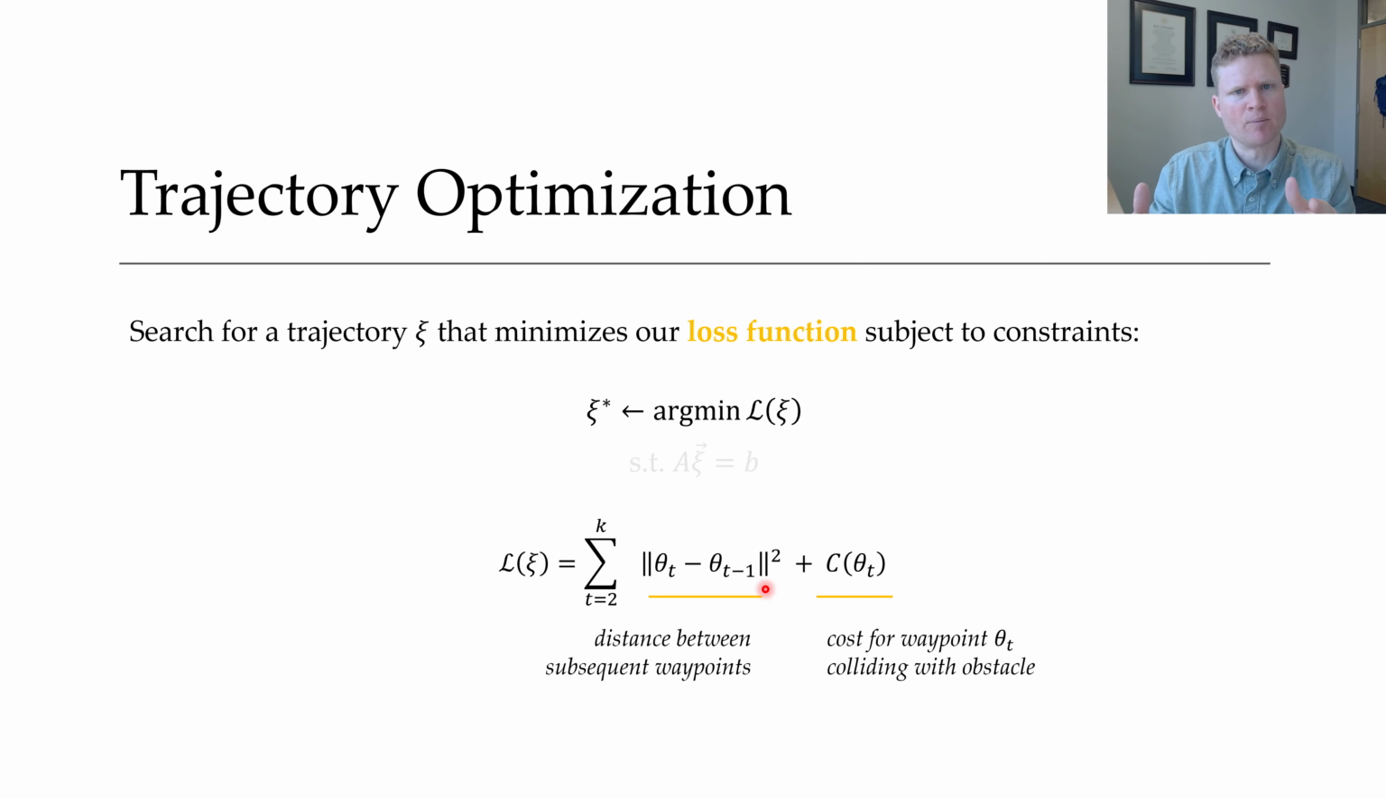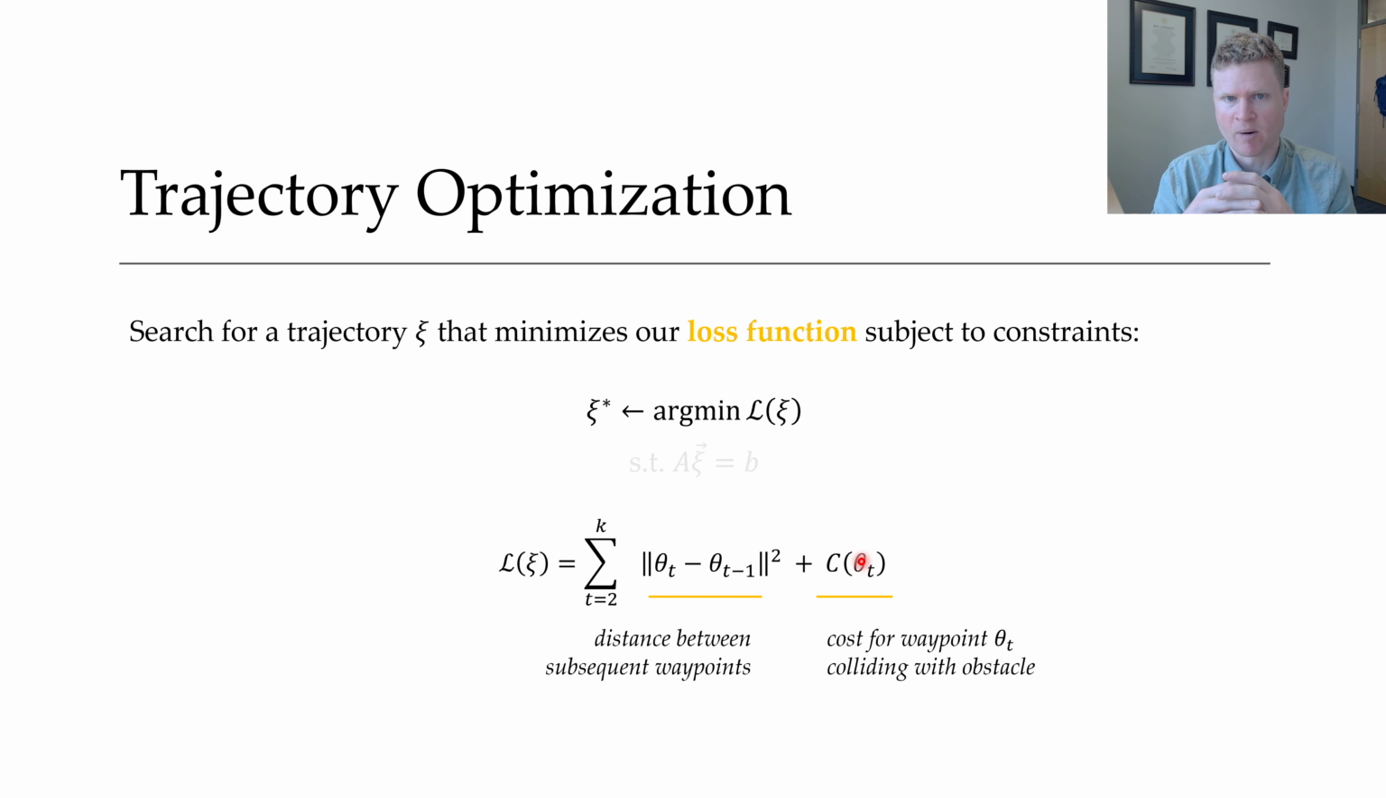I'm thinking about how far apart these waypoints are, and I just sum that across the entire trajectory. Great, that's the first term. This second term is a little bit more complex, but what it's trying to do is give the cost associated with a waypoint, theta t, that involves colliding with obstacles.